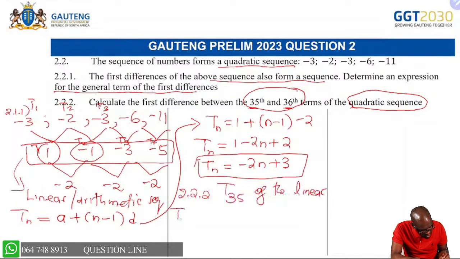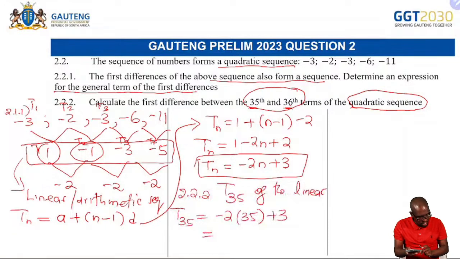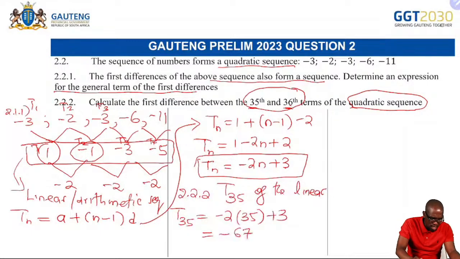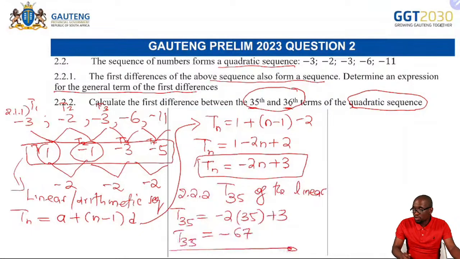So T35 is equal to, we already have the general one, so we would use negative 2 into 35 plus 3. Obviously, this would give you negative 67, because minus 2 times 35 is negative 70, plus 3, that is negative 67. That would represent your T35 in this case. Right, we move on.